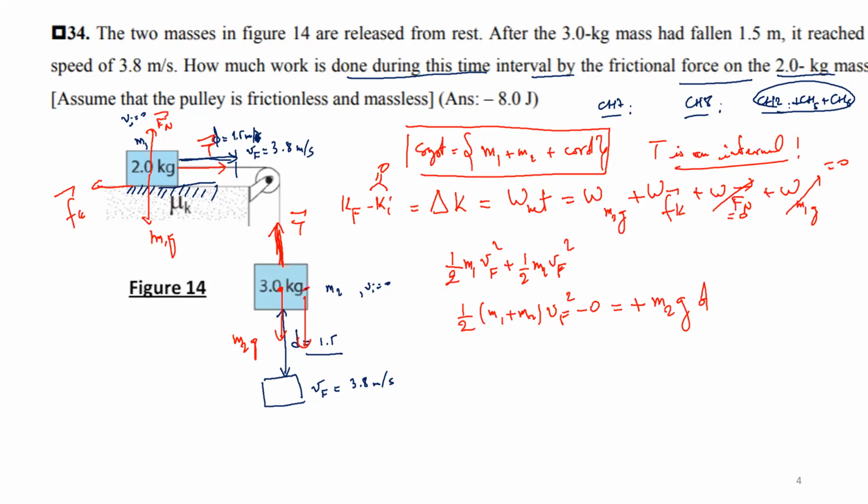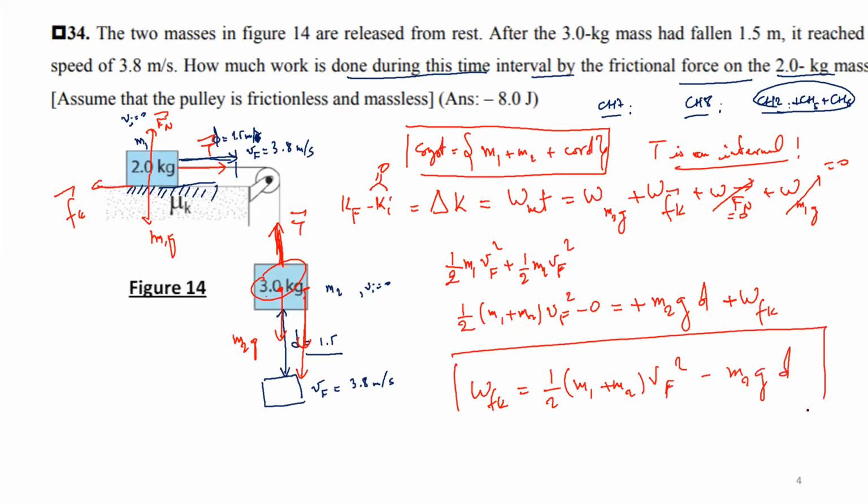This 3 kilogram object is falling down by 1.5 meters. So what is the work of the gravitational force on this 3 kilogram mass? It will be M2GD, and it's a plus. Why plus? It's going down. Okay. Now, what is the work of friction? Well, the work of friction is what I want. So I end up with the work of friction being just half total mass V final squared minus M2GD. You do the calculation and you'll find -8. Is it clear?